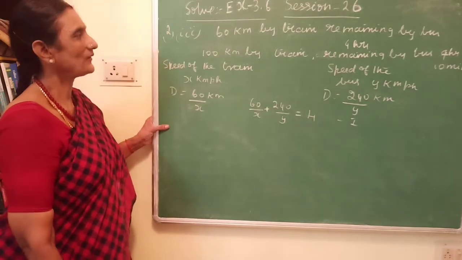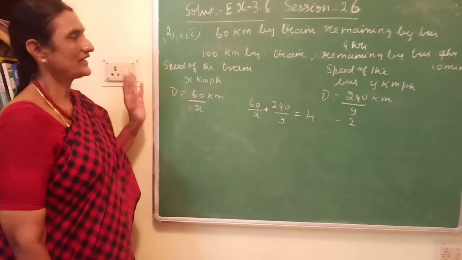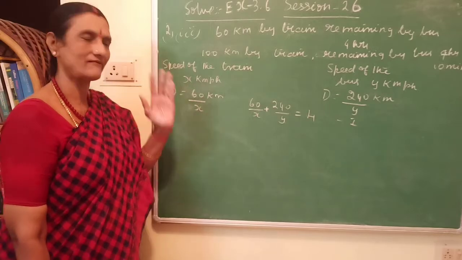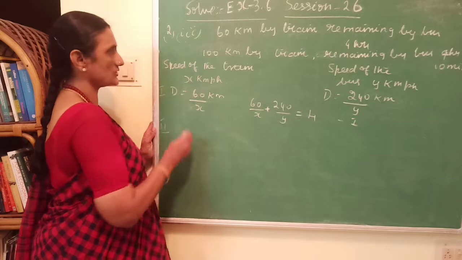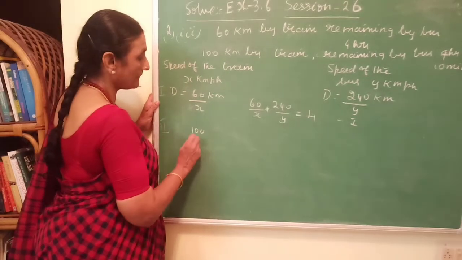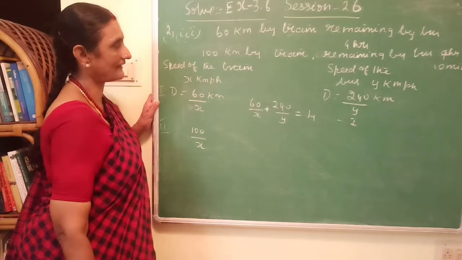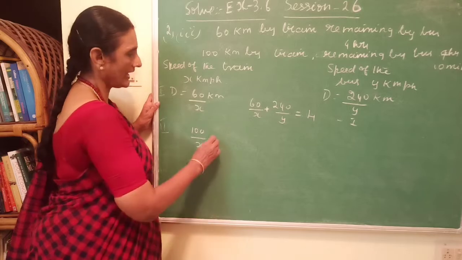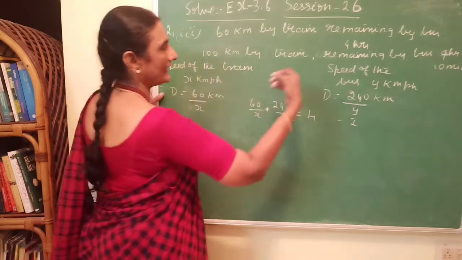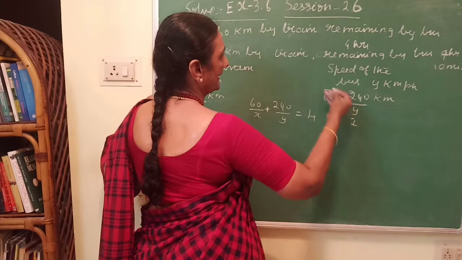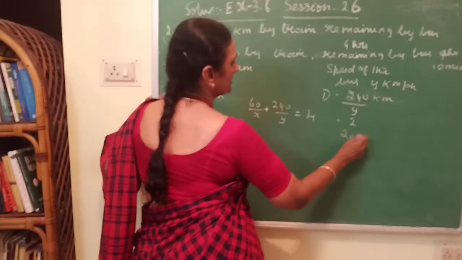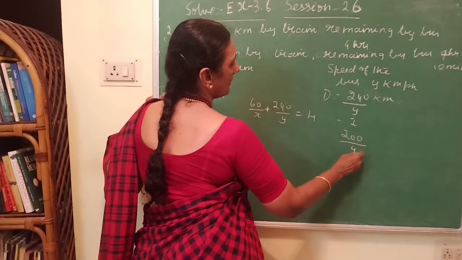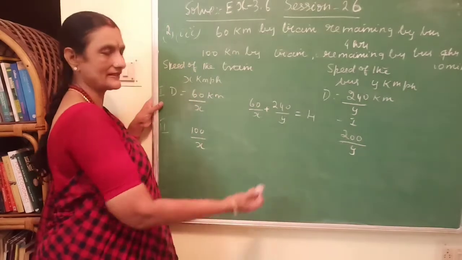Right? Now the second situation. She travels 100 kilometers by train. Therefore, the first situation was this, and this second situation is 100 by x, as she travels by train. And this is the time taken. And here, what is the time taken? 300 minus 100 is 200 kilometers she travels by bus. So this is the time taken.